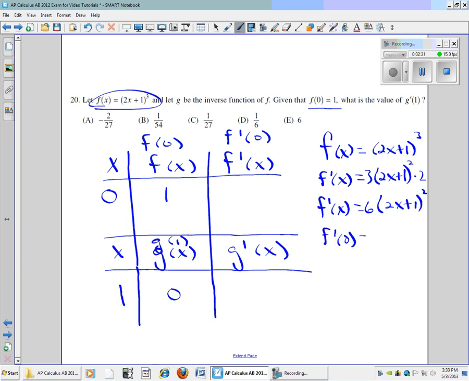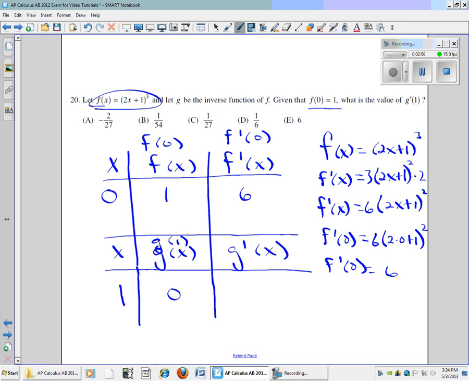So that'll be 6 times the quantity of 2 times 0 plus 1 squared. And we know that 2 times 0 is 0, plus 1 is 1, and 1 squared is 1, and 6 times 1 is 6. So we find that the first derivative at 0 is 6. So this is going to be our answer in the next space.